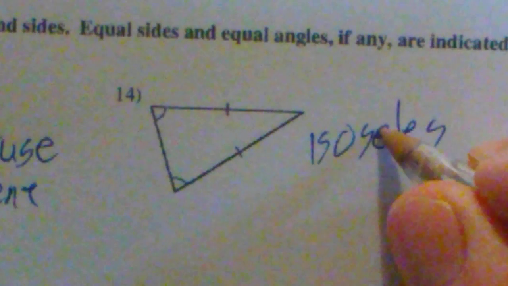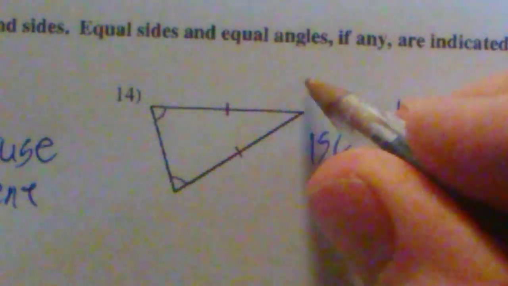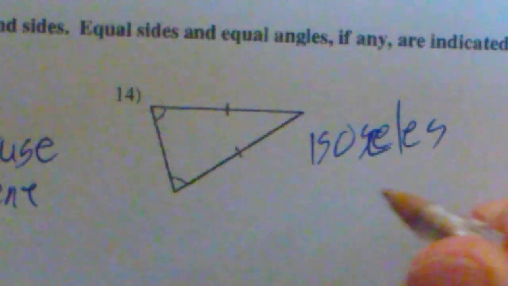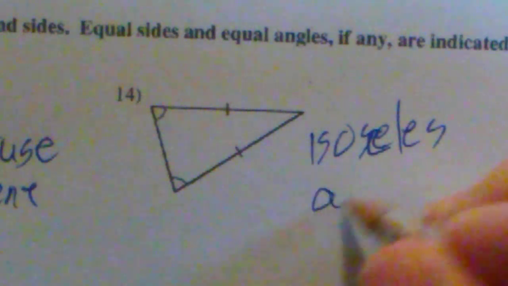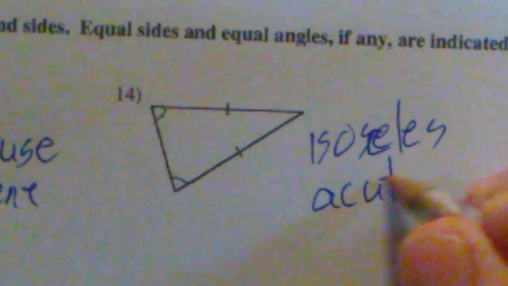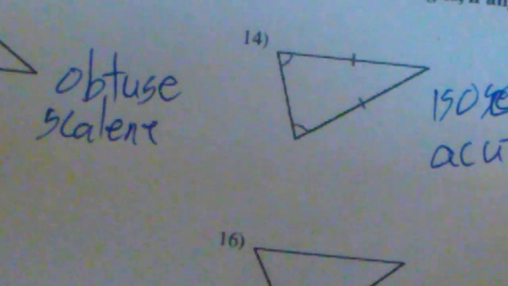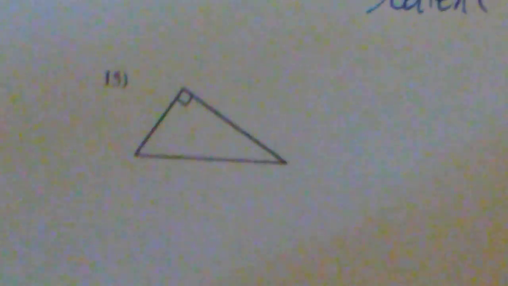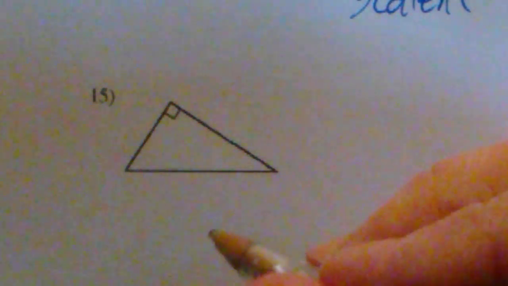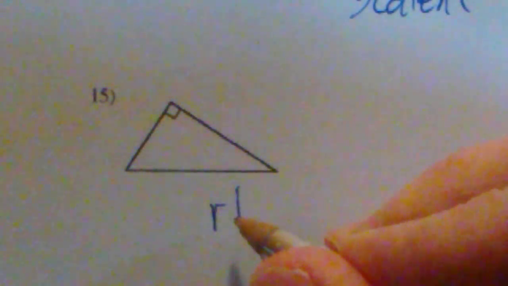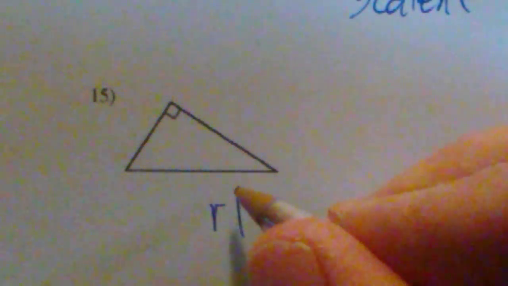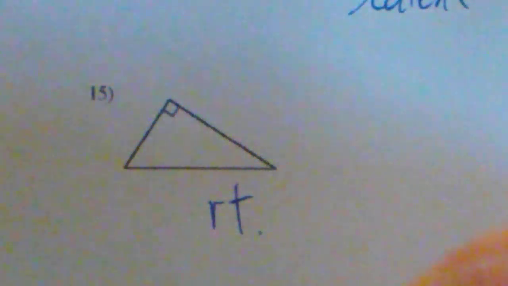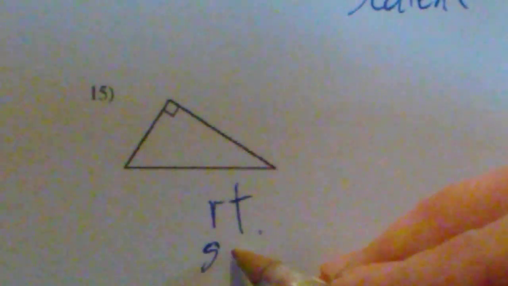I left out a C, didn't I? Isosceles and acute. No big ones again. Or is this supposed to be acute isosceles? No, who cares? This one, right triangle. Yeah, right triangle. And they're all different. Right scalene.